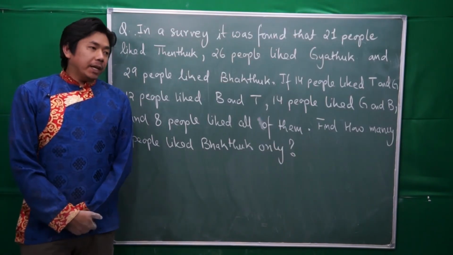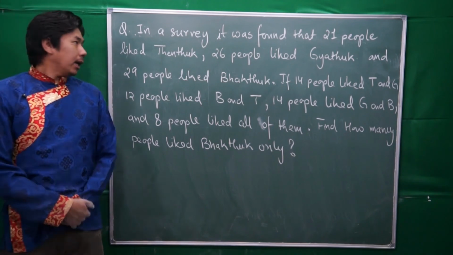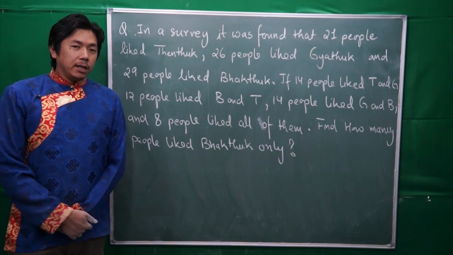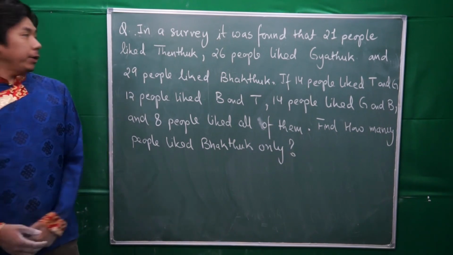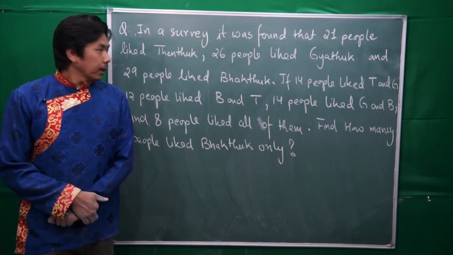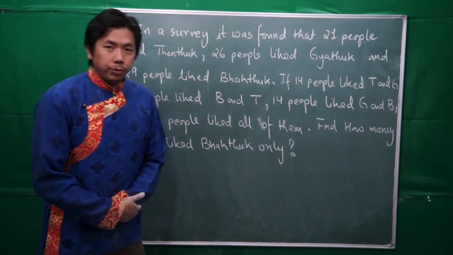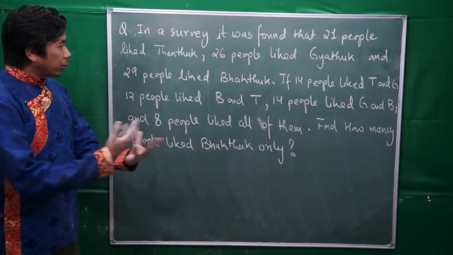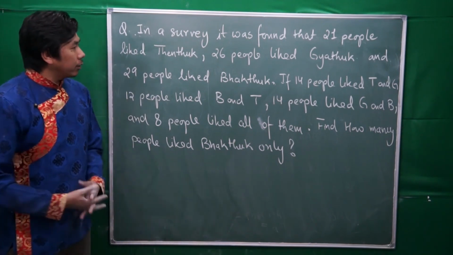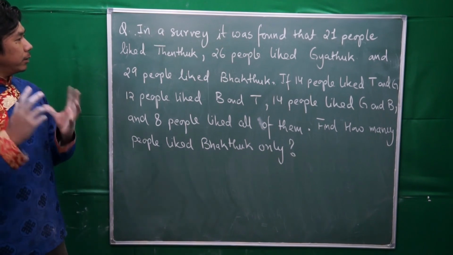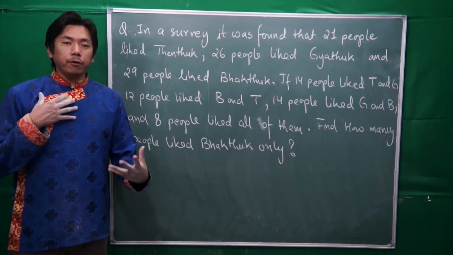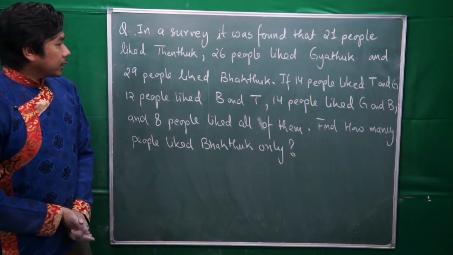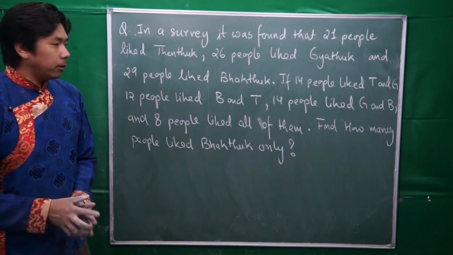With that being said, we come to the end of chapter 6. Okay. And before leaving, I'm going to give you a question. The question states that in a survey, it was found that 21 people liked Thentuk. Okay. 26 people liked Gyathuk and 29 people liked Bhaktuk. Alright. Now the total number of people is not given in the question, that is, the union of all the people liking Bhaktuk, Thentuk and Gyathuk. Alright. So that has not been given, so that needs to be found before solving the question.